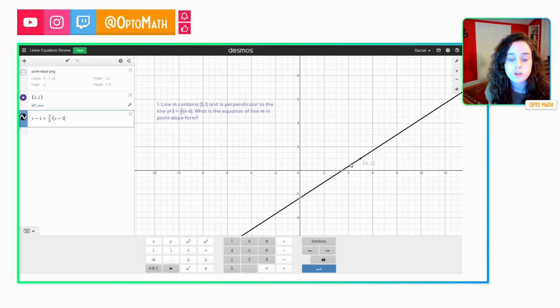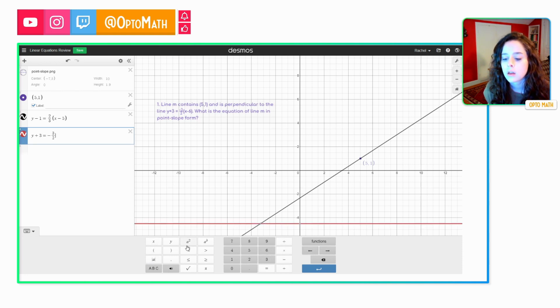Again, you could always use your answer choices to guess and check to make sure it does go through that point. And if you're trying to guess and check, you would want to graph your original line. So let's do that. y plus 3 equals -3/2 times the quantity of x minus 6.